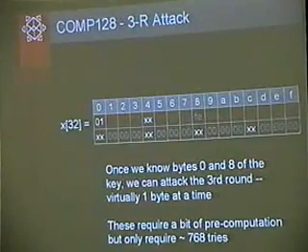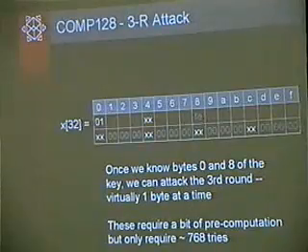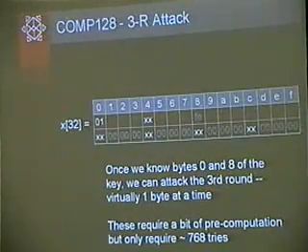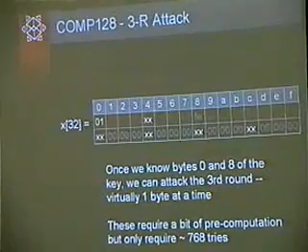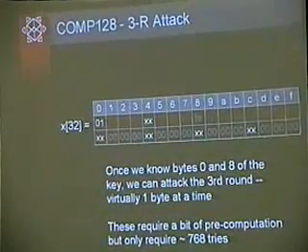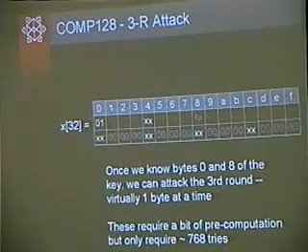So one thing you can do is attack the third round, and because you already have some pieces of the puzzle for the third round, you can find certain collisions that reveal single bytes. And so instead of attacking 2 bytes at a time and brute forcing 16 bits, you can virtually brute force 1 byte at a time, and so it reduces the complexity a lot. The only problem is that you have to pre-compute everything, and it takes a lot of pre-computation.